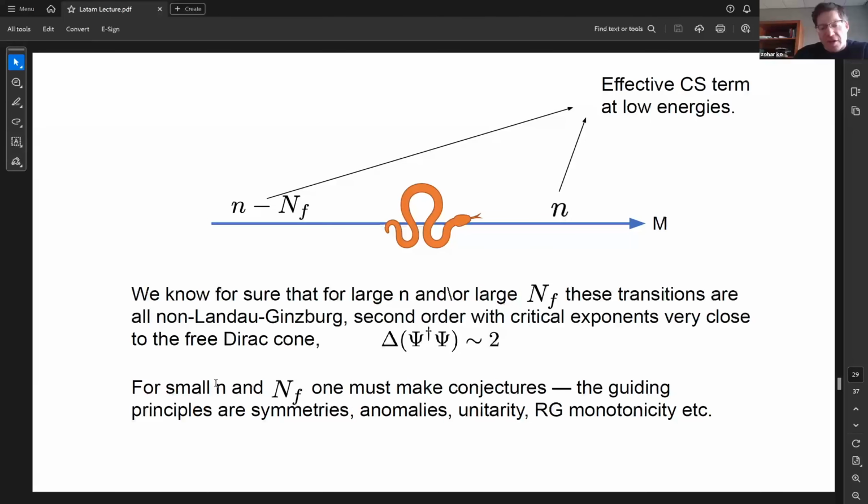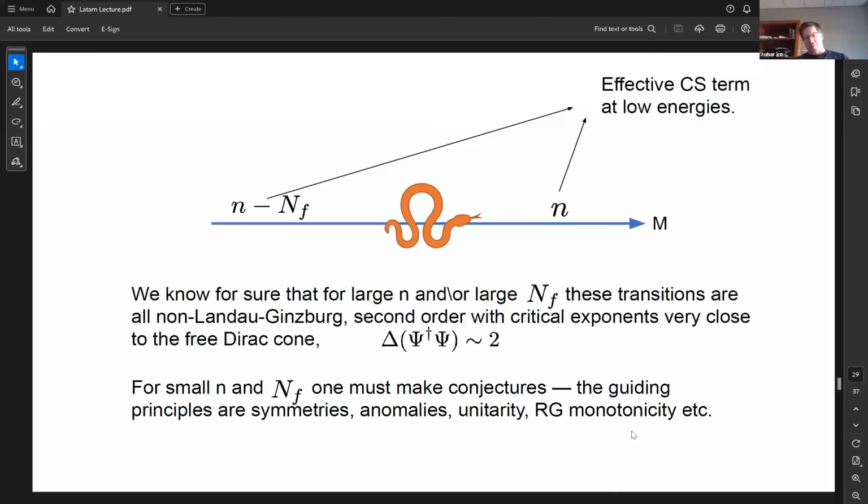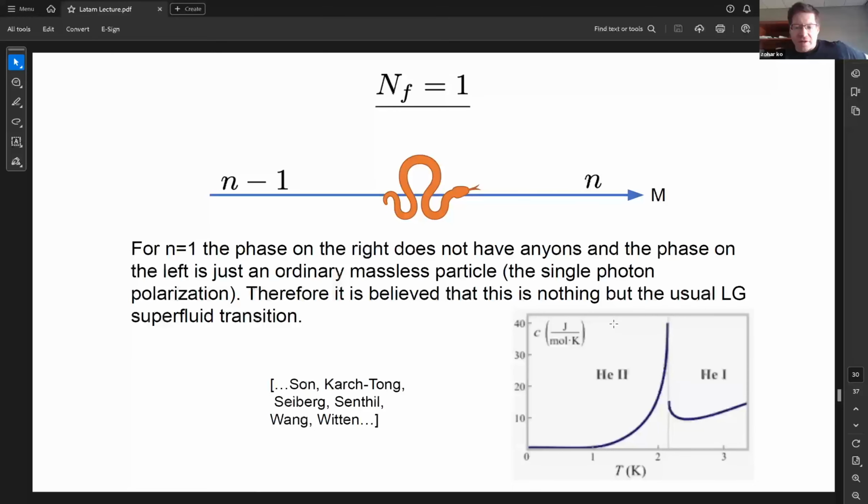However, the interesting cases in nature have small values of little n and small values of the number of species, and there we need to make conjectures. We can use symmetries, anomalies, the renormalization group, monotonicity theorems like the A theorem and C theorem, unitarity, and so on. So the interesting regimes are strongly coupled, unfortunately. And now we're going to go over the examples. There has been a huge amount of literature trying to make conjectures about the simplest possible examples. And I'm going to go over the conjectures now.